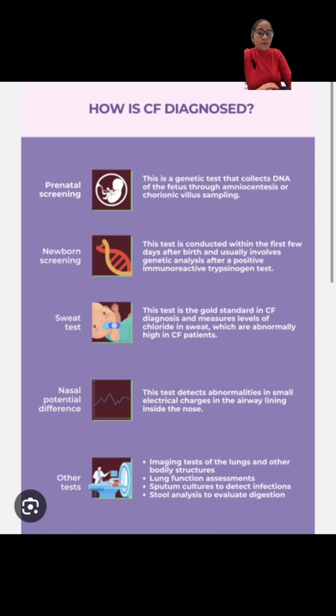This test is conducted within the first few days after birth and usually involves genetic analysis after a positive immunoreactive trypsinogen test. So just learn briefly about this, that we have to do the newborn screening, and we have to see that if there is an immunoreactive trypsinogen test which is positive, that means the child can have cystic fibrosis.